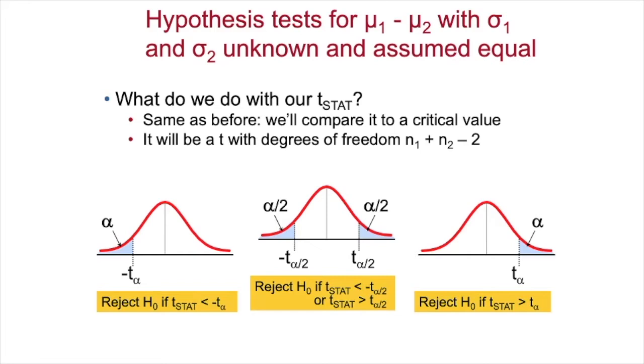In a two-tailed test, we're going to reject when we're out on the tails, out here and out here, where each of the tails has half of alpha in probability. In a lower tail test, we're going to be looking at just this lower tail. In an upper tail test, we're just going to be looking at this upper tail. Everything else is very similar to what we know from before.